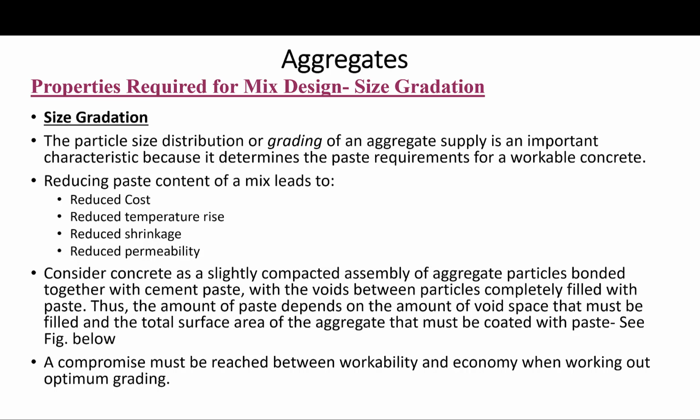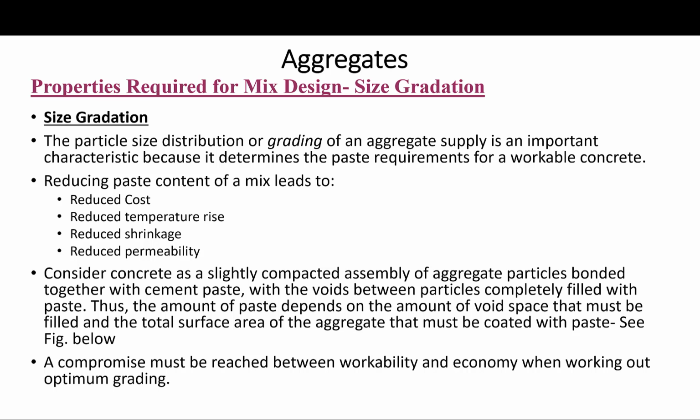So the significance of aggregate gradation is best appreciated by considering concrete as a slightly compacted assembly of aggregate particles bonded together with cement paste, with the voids between the particles completely filled with paste. So the amount of paste depends on the amount of void space that must be filled and the total surface area of the aggregate that must be coated with the paste. That's how you look at it.